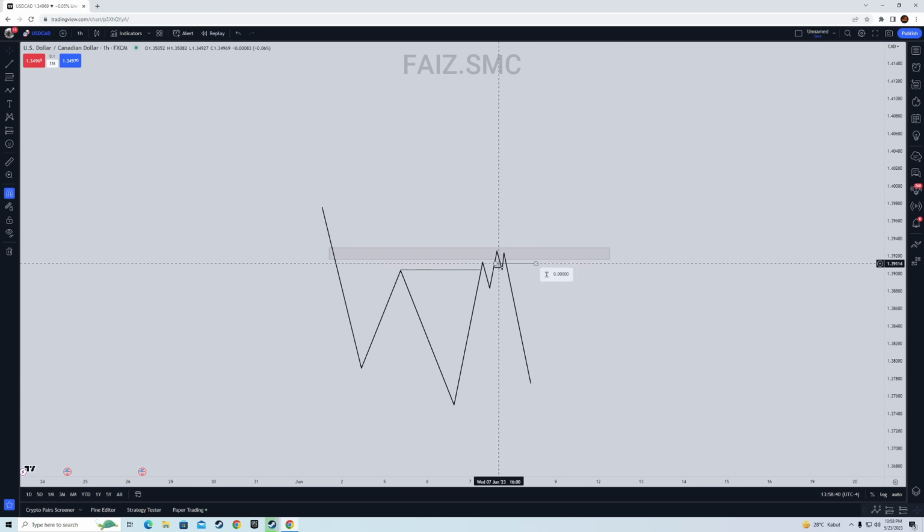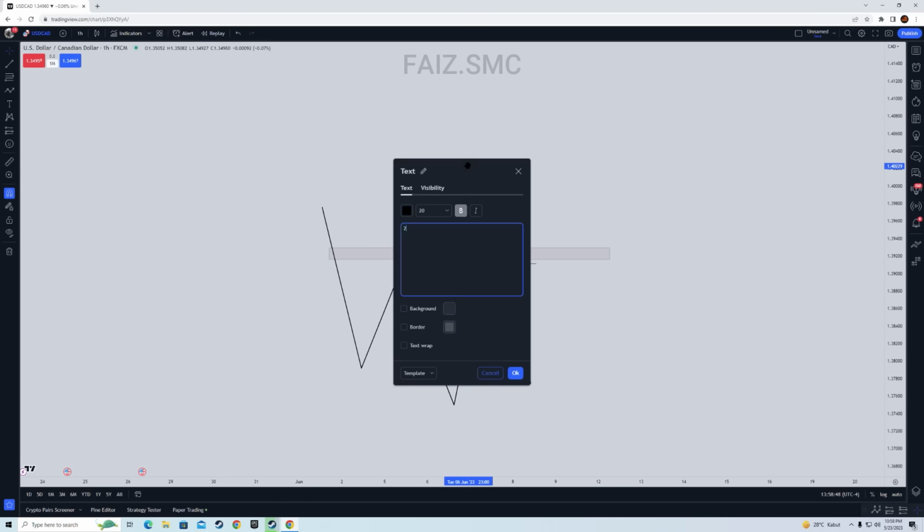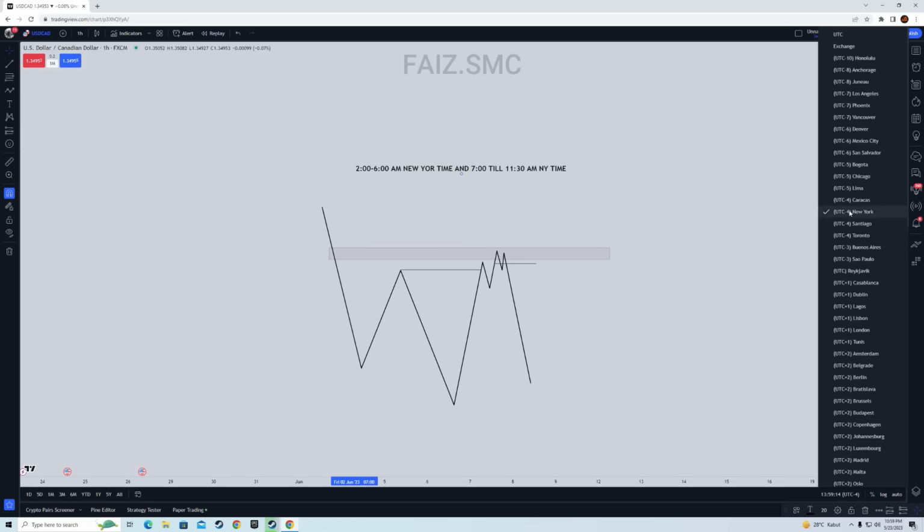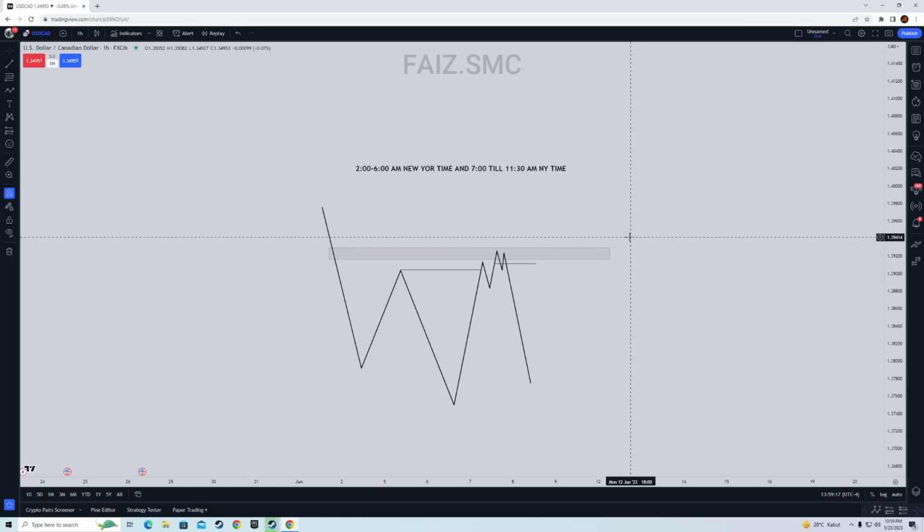Remember this, make sure that the market structure shift happens during kill zone hours. It is necessary to know that. So the kill zone hours are 2 till 6 a.m. New York time and 7 till 11:30 a.m. New York time. So your market structure shift on the 15-minute time frame must happen during this time frame. Make sure you set your time to UTC-4 New York right here.